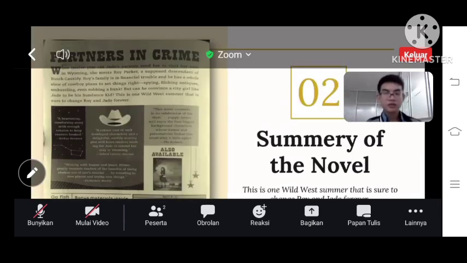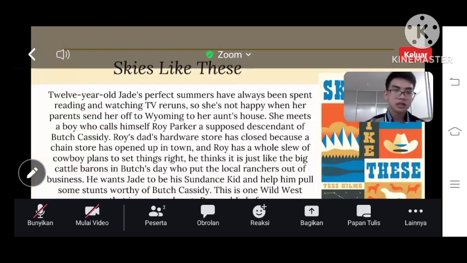I will briefly explain the summary of the novel text and hope you can have a glimpse of the content of the story, Sky Like This. 12-year-old Jet's perfect summers have always been spent reading and watching TV reruns, so she is not happy when her parents send her off to Wyoming to her aunt's house. She meets a boy who calls himself Roy Parker, a supposed descendant of Butch Cassidy.